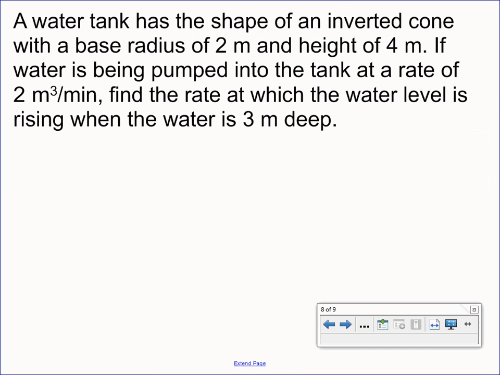A water tank has the shape of an inverted cone with a base radius of 2 meters and a height of 4 meters. If the water is being pumped into the tank at a rate of 2 cubic meters a minute, find the rate at which the water level is rising when the water is 3 meters deep.